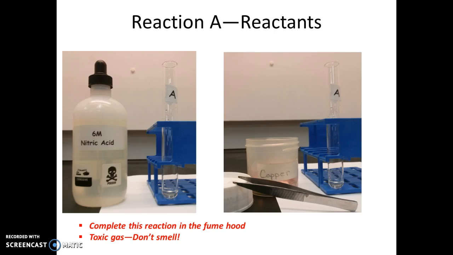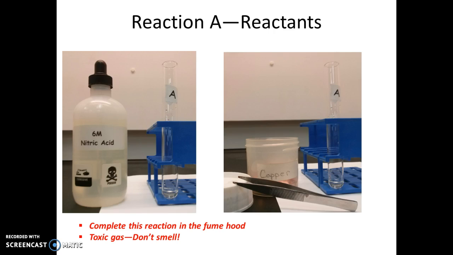Reaction A uses nitric acid, and you'll find the nitric acid in the fume hood. This reaction produces a toxic gas. It's really important that you don't try to detect the odor of this gas, and that's why you want to set up the reaction in the fume hood in the lab. This is the only reaction that you're going to be setting up in the fume hood.